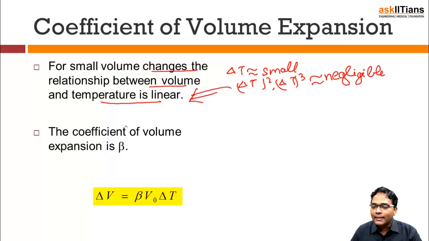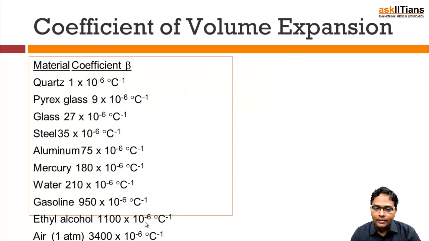You only say that the change in volume is going to be proportional to the change in temperature, and this coefficient is known as beta. So beta is nothing but the volumetric coefficient of expansion. Delta V is the change in volume, which depends upon the original volume. The larger the original volume, the more change in volume is possible. So delta V equals beta V naught delta T.